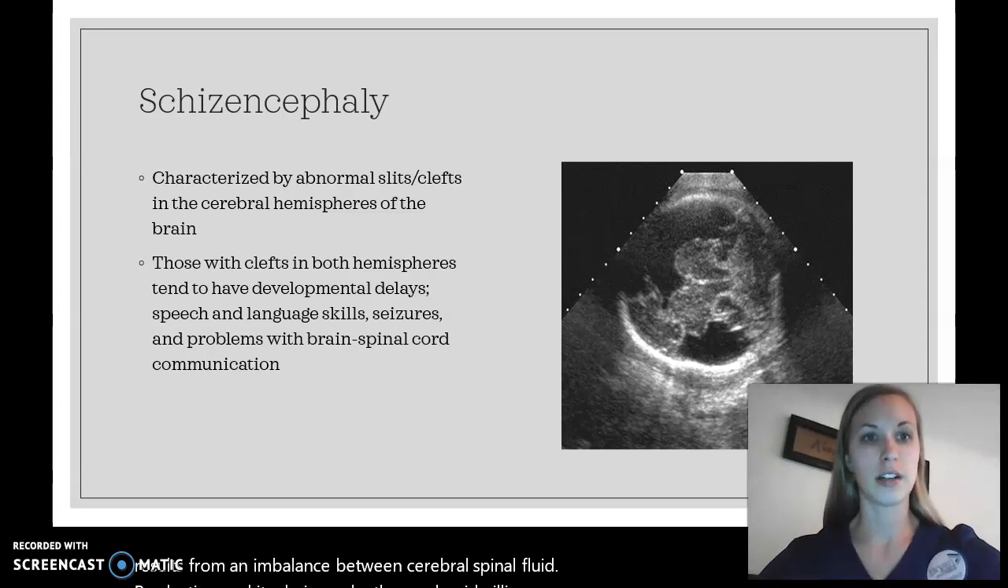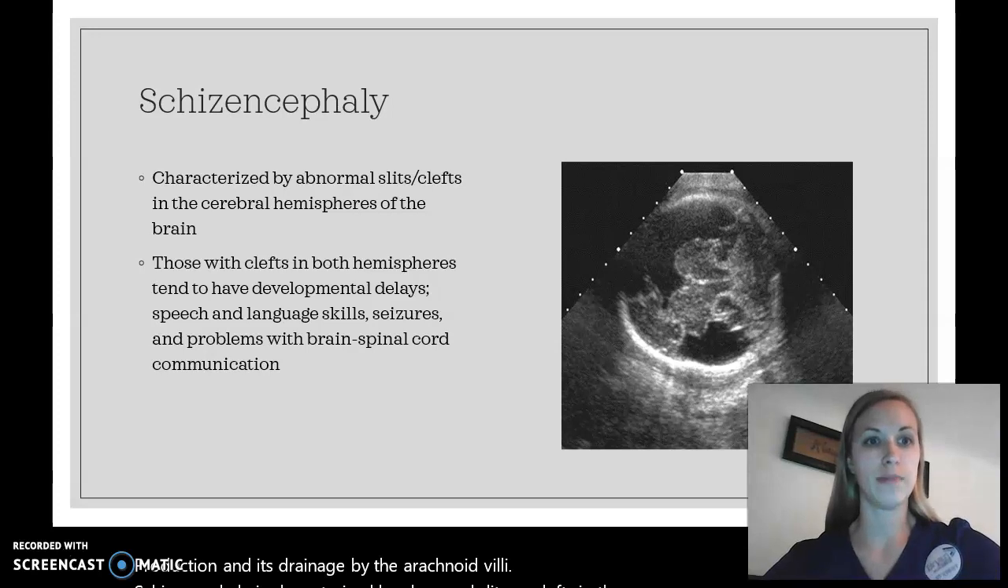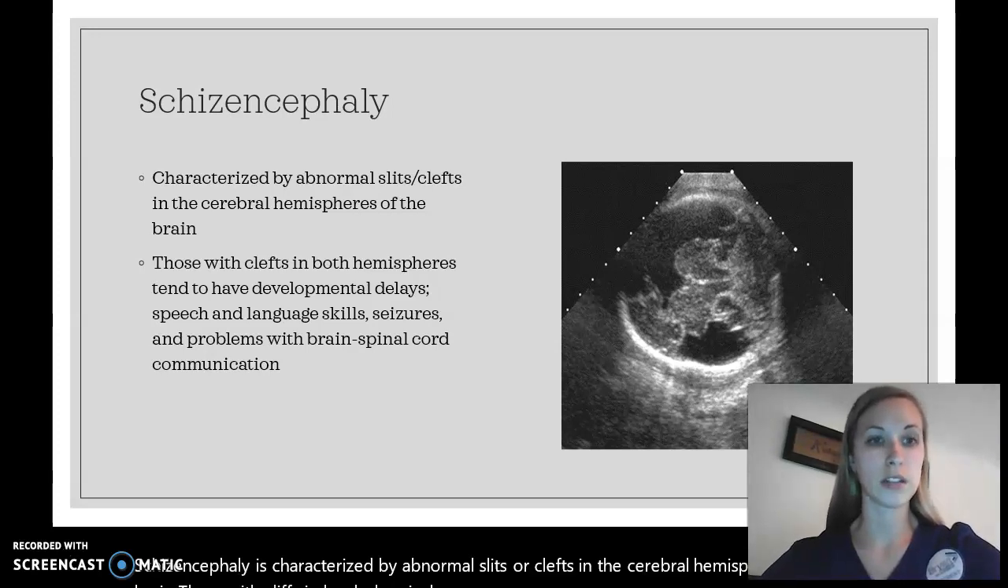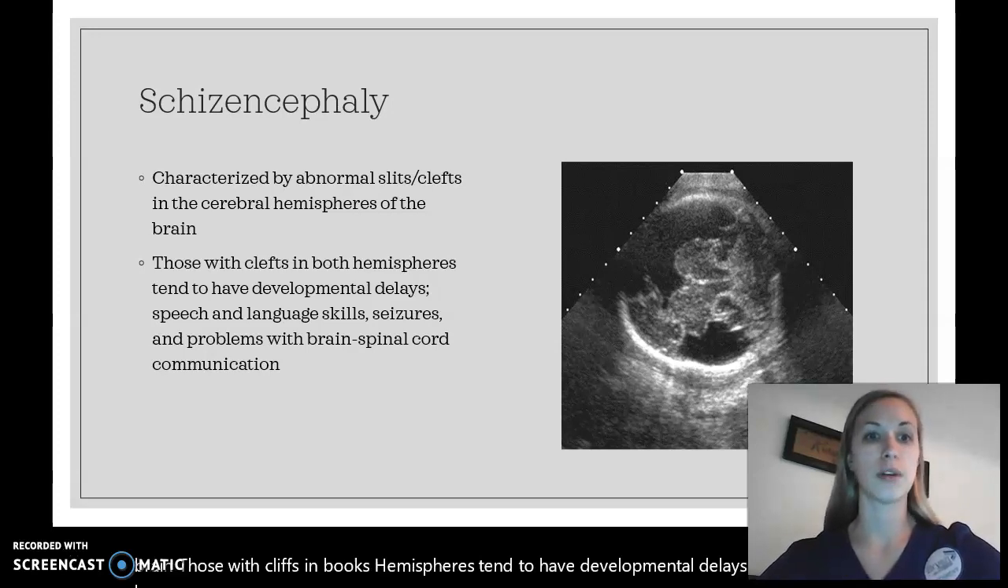Schizencephaly is characterized by abnormal slits or clefts in the cerebral hemispheres of the brain. Those with clefts in both hemispheres tend to have developmental delays, such as speech, language skills, seizures, and problems with brain-spinal cord communication.